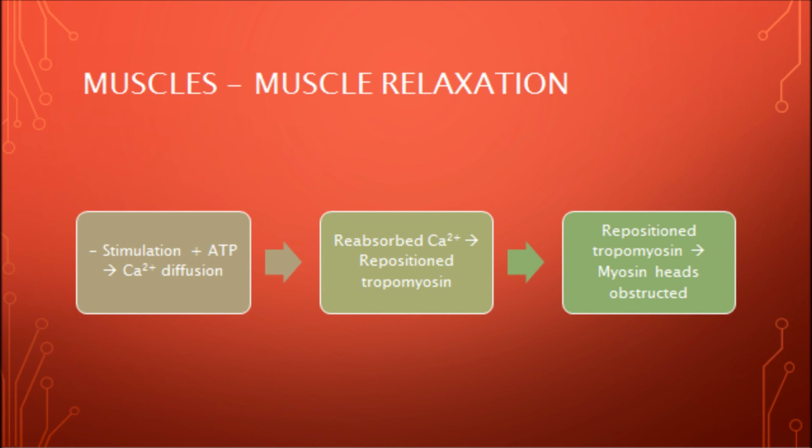Muscle relaxation occurs when there is no more stimulation, and ATP is used to actively transport the calcium ions back to the endoplasmic reticulum. The reabsorption of calcium ions means that the tropomyosin repositions itself, blocking the actin binding sites. This means that the myosin heads cannot bind to the binding sites, so the contraction ceases.